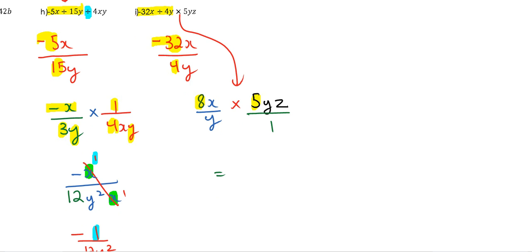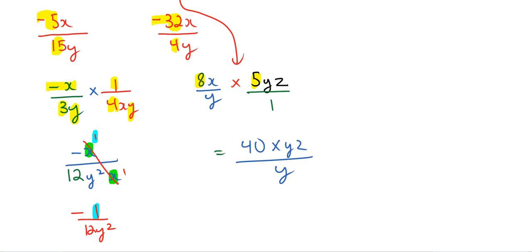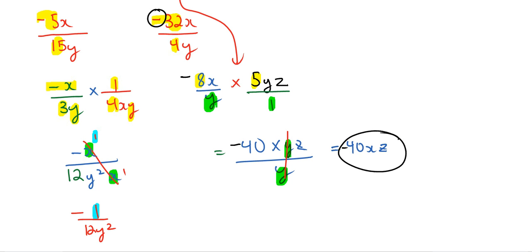Well, what's 8 times 5? 8 times 5 is 40. xyz over y. And you'll notice that, because y times 1 is just y, and I have a y there, those will cancel off. Sorry, this is a z, by the way. So your final answer is 40xz. And one thing I forgot was the minus sign over here. So there's a minus sign, and a minus sign. So that's my final answer there, negative 40xz.